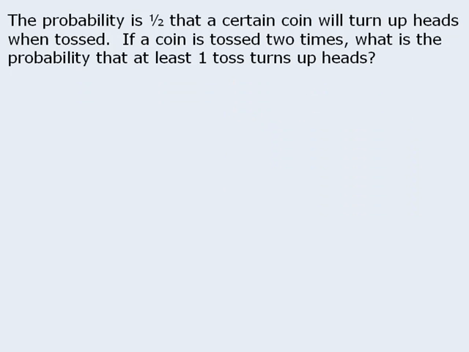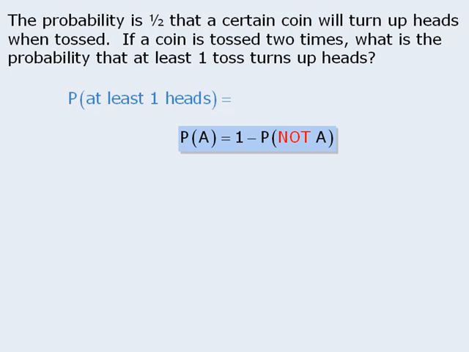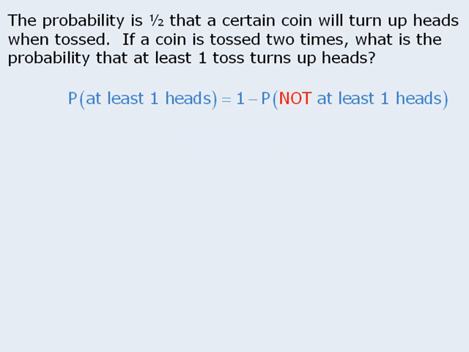Now let's examine a second way to solve the same problem. We still want to find the probability of getting at least 1 heads. Now when we see a question involving at least or at most, we should consider using the complement, since this can often provide us with a faster approach. So we can rewrite our probability as follows. Now what does not at least 1 heads mean? It means having 0 heads. So we need to find the probability of getting 0 heads in 2 tosses.